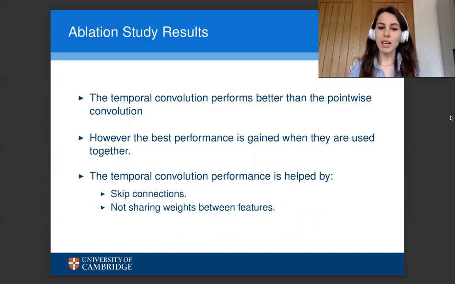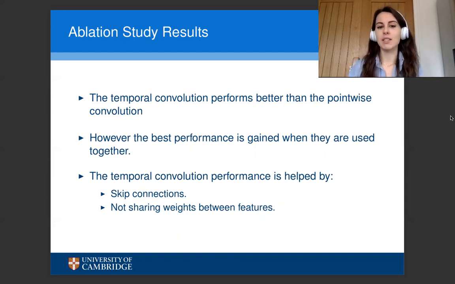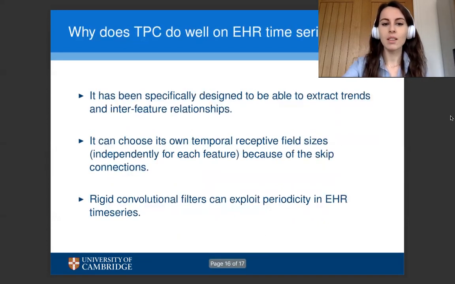And when we removed the skip connections from the temporal convolution, the performance decreased by about 15%. And when the model was forced to share weights when processing each feature, the performance degraded by more than 50%. And this shows that it's incredibly important to consider how your data is varying between the features and to allow the model to have the flexibility to be able to cope with that.